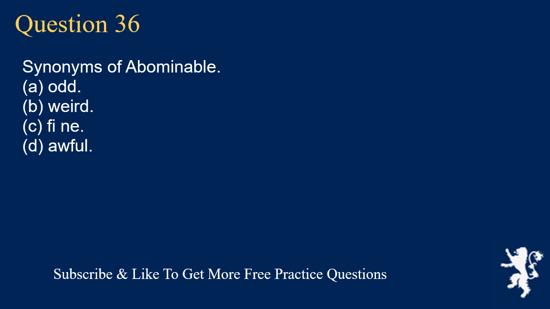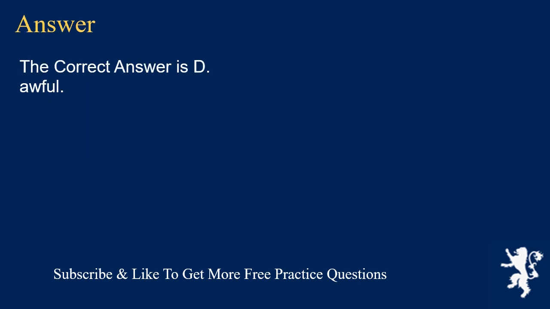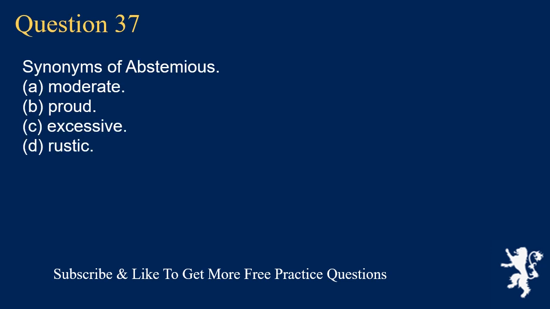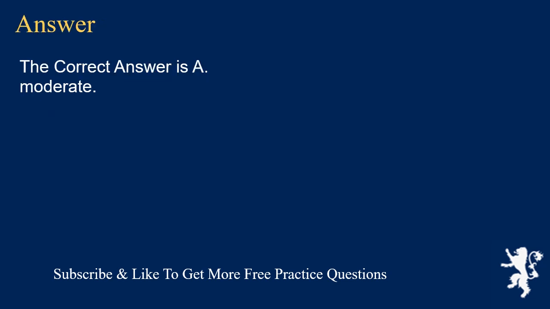Proverb. Question 36. Synonyms of abominable. A. Odd. B. Weird. C. Funny. D. Awful. The correct answer is D. Awful. Question 37. Synonyms of abstemious. A. Moderate. B. Proud. C. Excessive. D. Rustic. The correct answer is A.